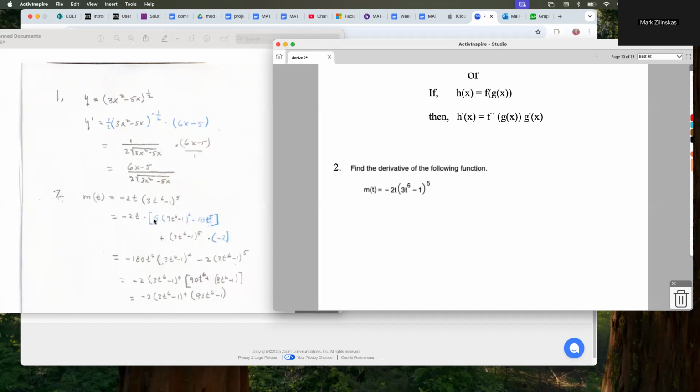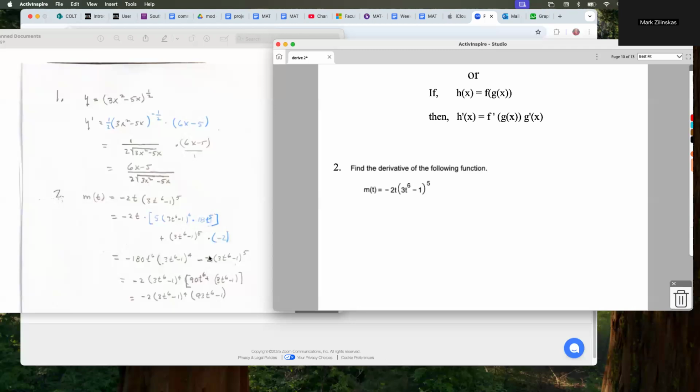I took the 5 down front here. I then go ahead and evaluate, subtract 1 here, and then I multiply by the inner function here, which is 6 times 3 is 18, and subtract 1, I get t to the 5th. Okay, so now I'm just going to rewrite this thing, simplifying.